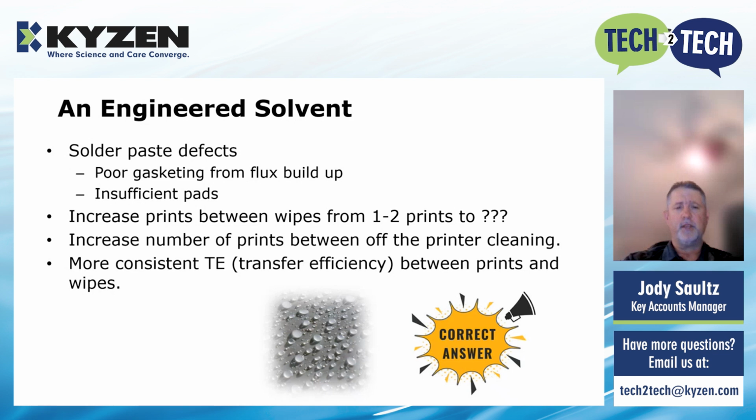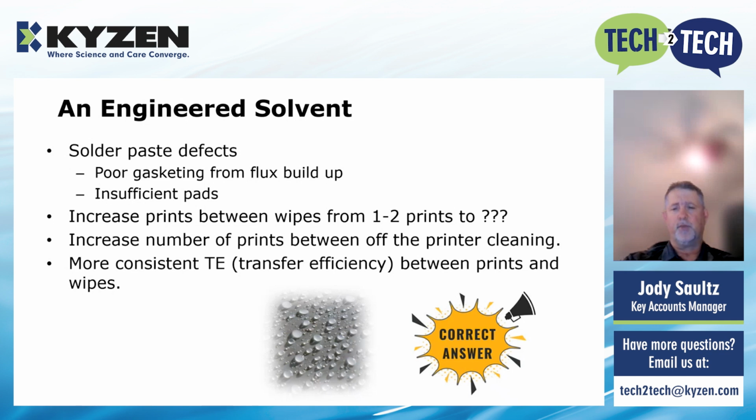It can help with solder paste defects, poor gasketing from flux buildup, insufficient pads. It can help increase prints between wipes from 1 to 2 prints to, I've seen in some cases when customers don't change those default settings, like I said, and you go in, use the right chemistry for the underside wipe process, optimize the printer, and in most cases you can double, triple, and sometimes quadruple the amount of prints that you can do before you have to clean with the underside wiping process. And that is huge efficiency wise and throughput wise.